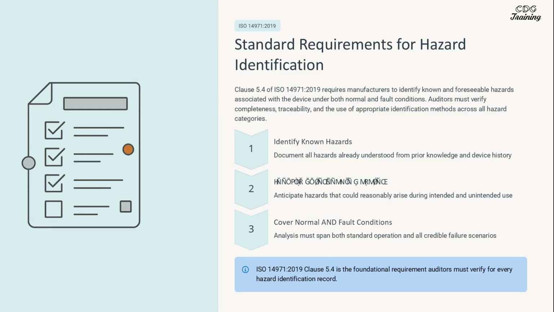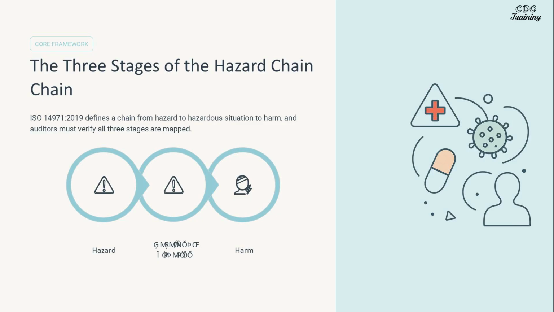ISO 14971-2019 outlines the standard requirements for hazard identification, emphasizing the need to identify known and foreseeable hazards, covering both normal and fault conditions. The hazard chain consists of 3 stages: hazard, hazardous situation, and harm. Auditors must ensure all stages are thoroughly mapped according to ISO 14971-2019.